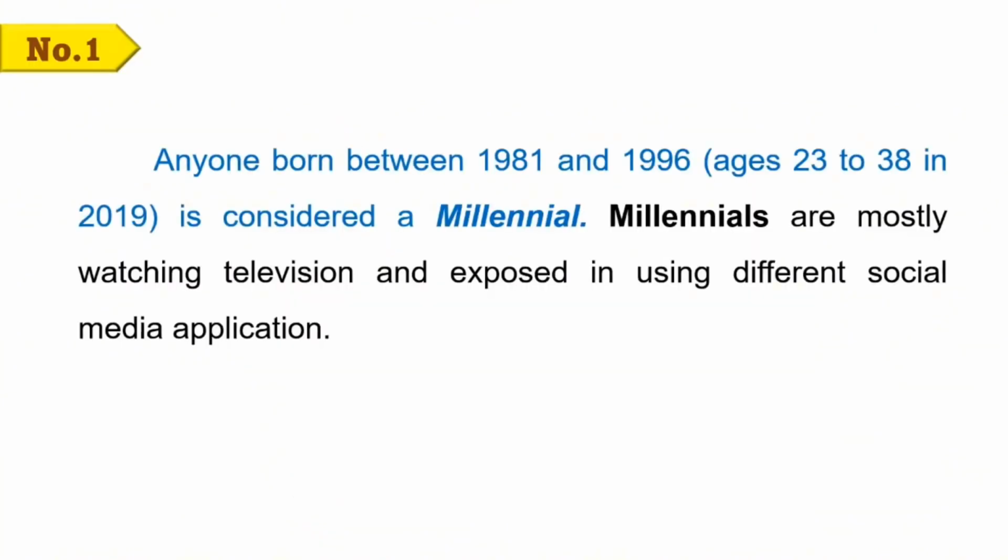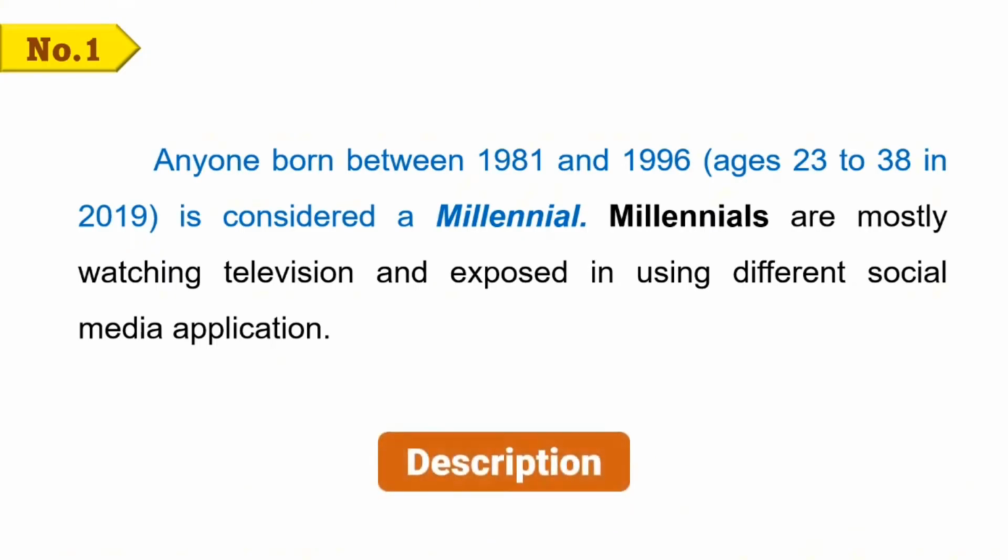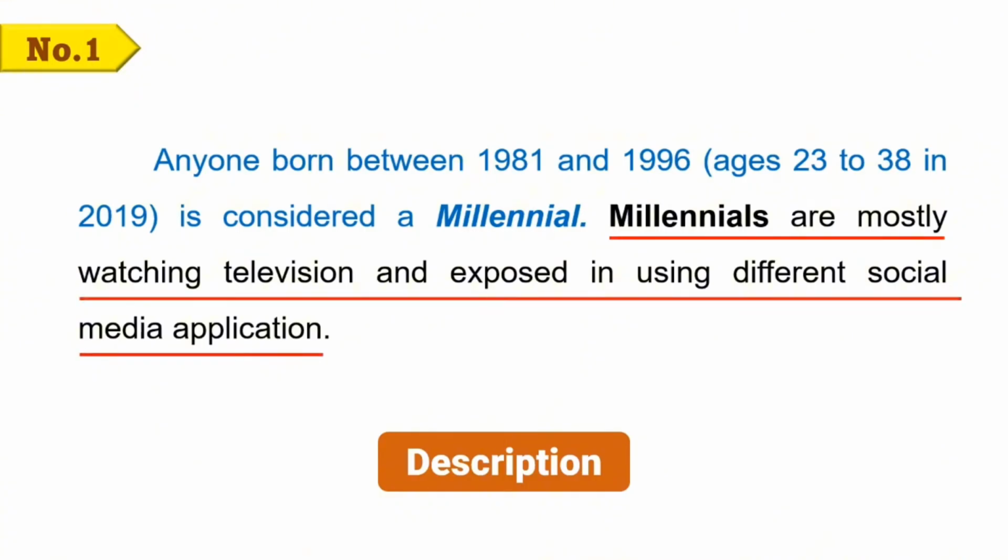Number 1. Anyone born between 1981 and 1996, ages 23 to 38 in 2019, is considered a millennial. Millennials are mostly watching television and exposed in using different social media applications. Based on the given example, the first way of composing an expanded definition is through description. Dito dinadescribe kung ano ang millennials. And that is, most of them are watching television and are exposed in using different social media applications.